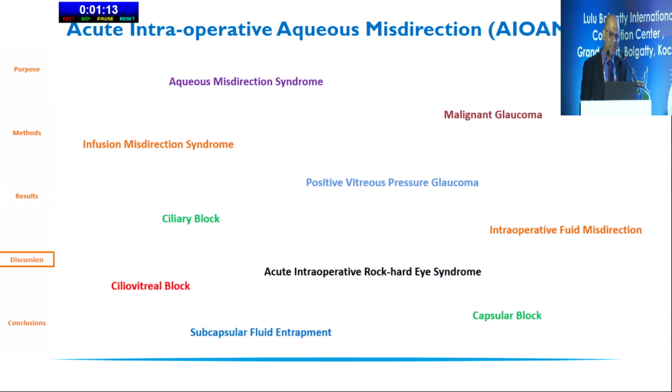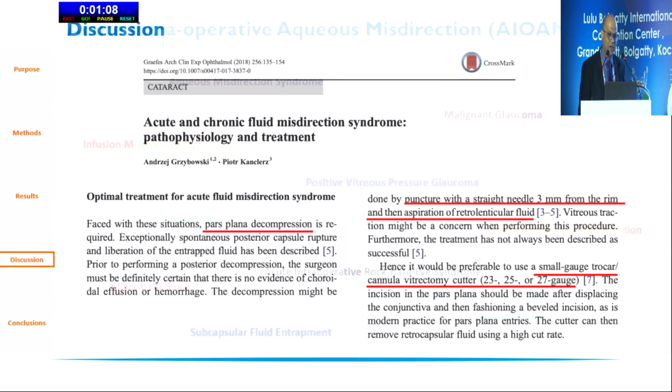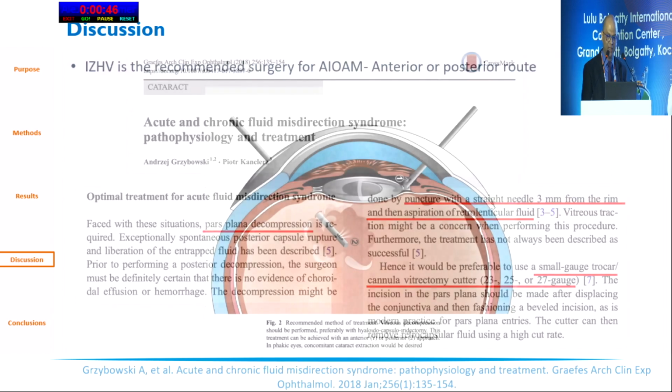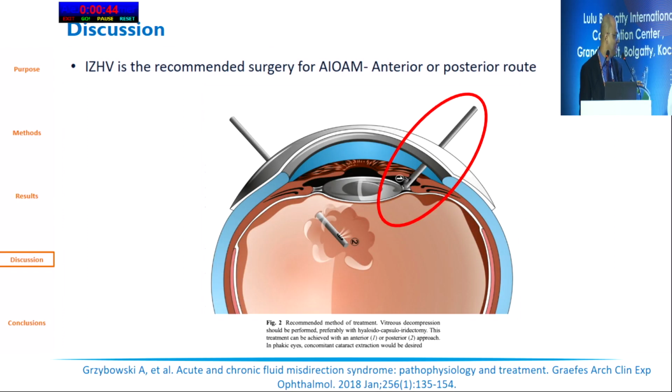The confusion in management of aqueous misdirection is also reflected in the nomenclature. While a recent series mentioned anterior approach IZHV as the procedure of choice for chronic misdirection which is not responding to laser and medical therapy, they went on to recommend pars plana decompression with either a needle, which is similar to the Chandler's procedure proposed more than 50 years back, or a pars plana vitrectomy. But in the diagram that they published, they recommended an anterior approach. I think it's a time for a paradigm change.